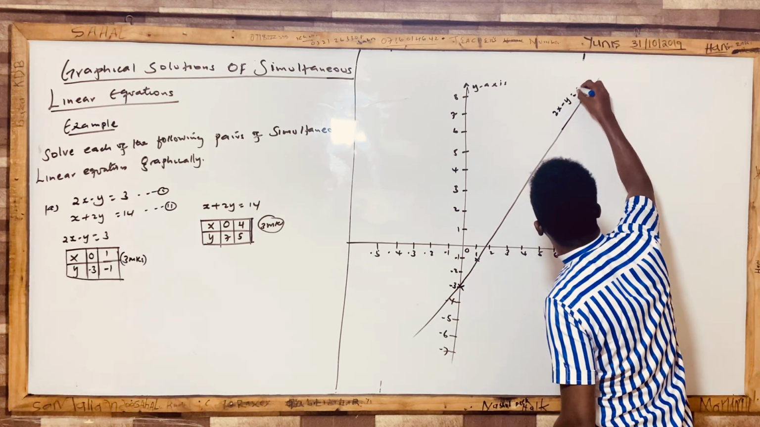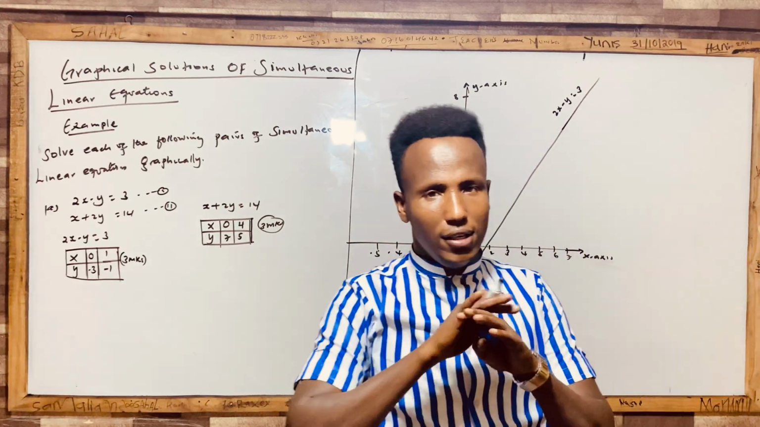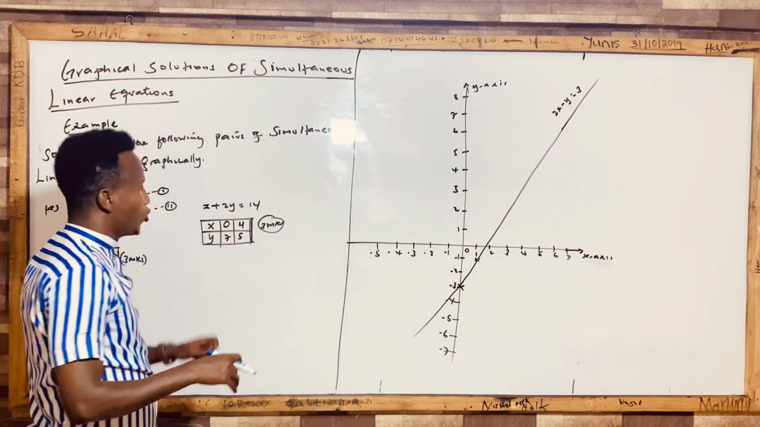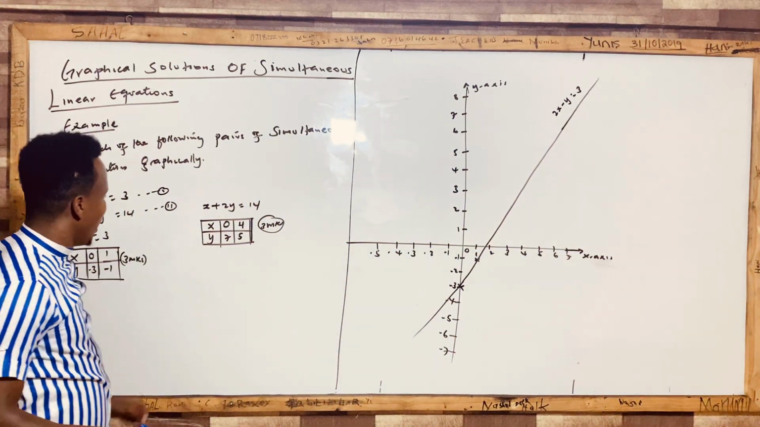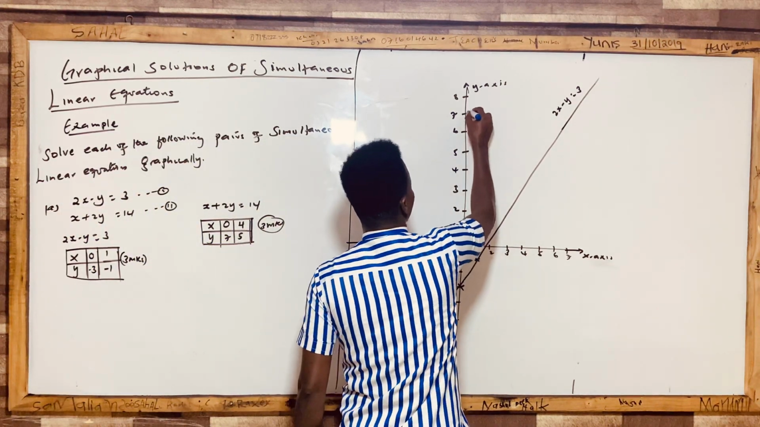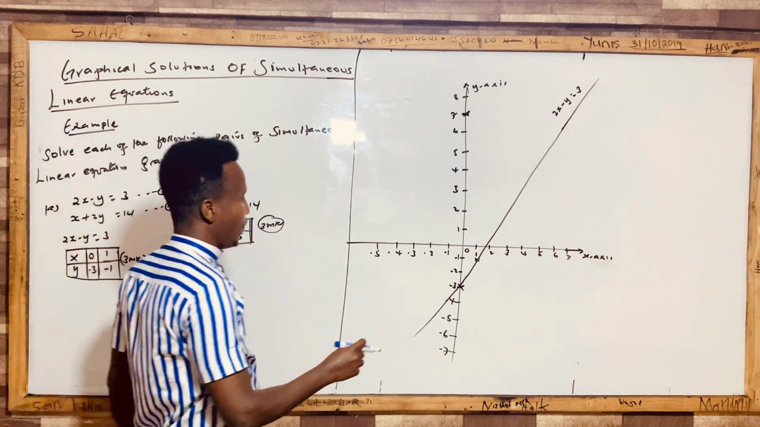2x minus y is equal to 3. Writing the equation on top of the line is a must in KCSE, guys. Must, for your information. Let's go here. Here we have when x is 0, y is 7. Okay, that's good news. 4, 5.